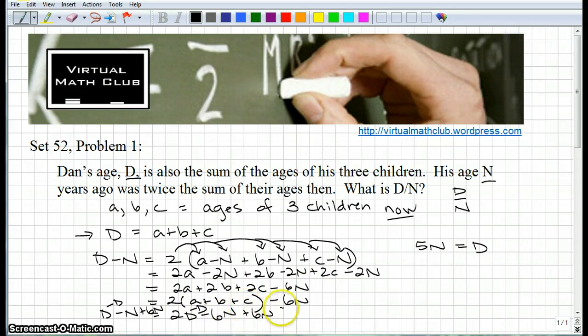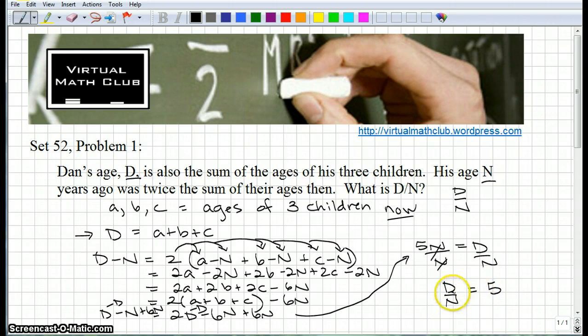And 6n minus 6n, that's 0. So this is what I have once I combine all the like terms, and we're asked for d over n. So if I just divide both sides by n, I'll have d over n. N over n is just 1. And so then d over n is equal to 5.